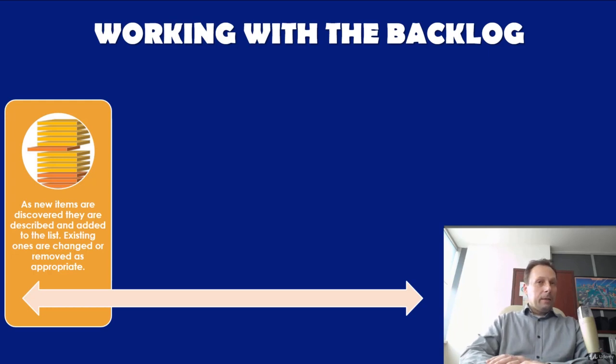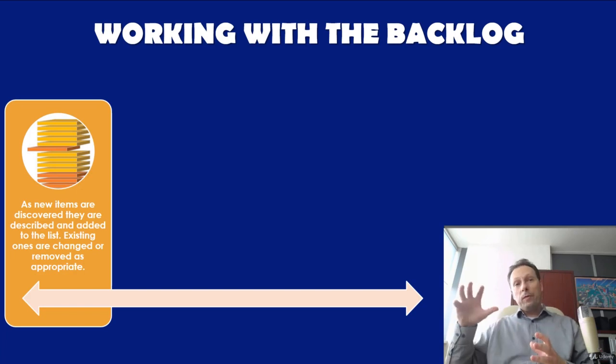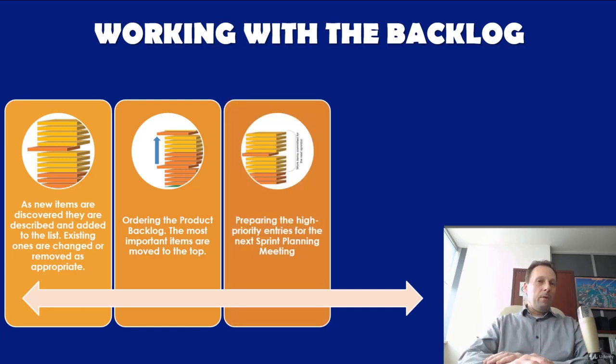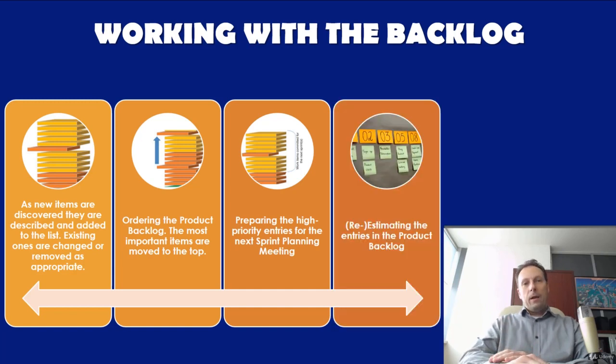As new items are discovered, they are described and added to the list. Existing ones are changed or removed as appropriate. Ordering the product backlog, so the most important items are moved to the top. Preparing the high priority entries for the next sprint planning meeting, and estimating or re-estimating the entries in the product backlog. The product owner is responsible for making sure that the product backlog is in good shape.